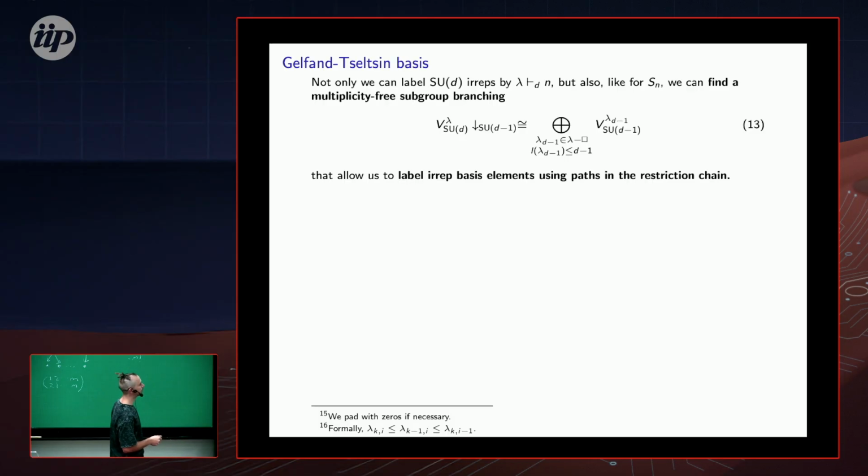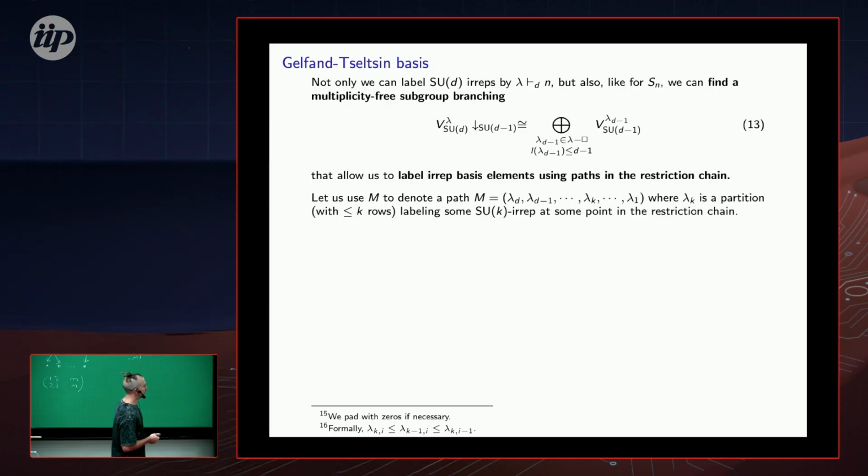When we restrict, literally in the same way that happens for S_n, these irreps branch multiplicity free, so we can play the same game and use paths to label basis elements of SU(D) reps. The paths will be longer. Before they were of length n, and now they are length d. Well, longer it depends, but in principle longer.